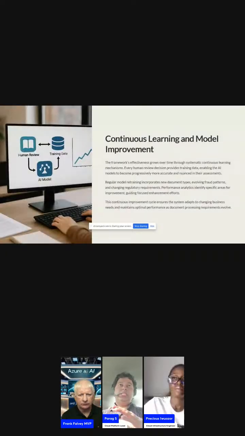So this is the overall model, and as we see, AI is about continuous learning and model improvement. As the process goes through, the framework's effectiveness grows over time through systematic continuous learning mechanisms. Every human review decision provides training data, enabling the AI models to become progressively more accurate in their assessments. Regular model retraining incorporates new document types, evolving fraud patterns, and changing regulatory requirements. Performance analytics identify specific areas for improvement, guiding enhancement efforts.